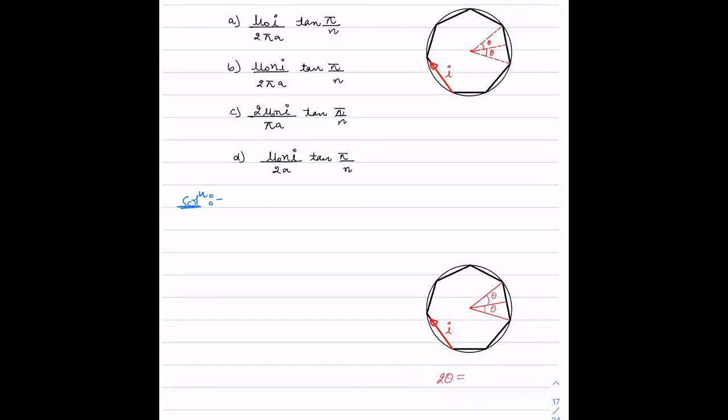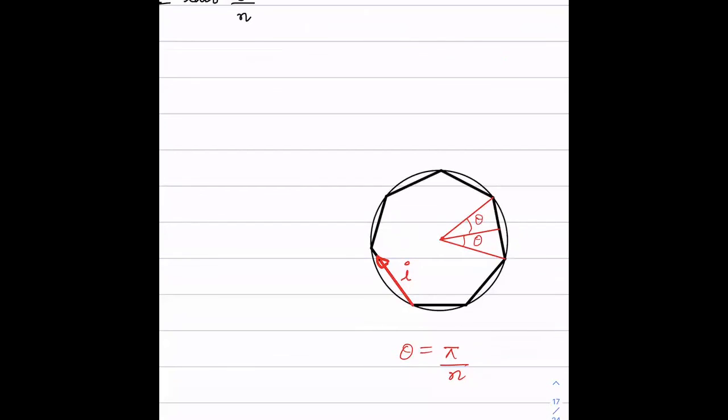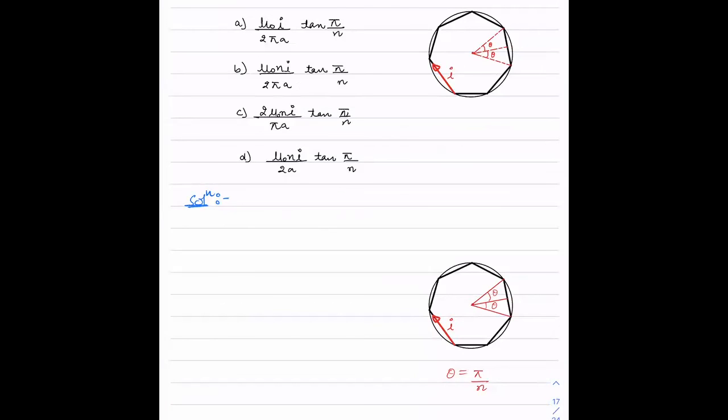So how will you write now? 2 theta will be equal to 2 pi divided by n. This implies theta is equal to pi by n. So 2 and 2 cancel, and I am having theta equals pi by n. This is how pi by n was given to you. Now coming back to the question. If you see here, we have this triangle over here.